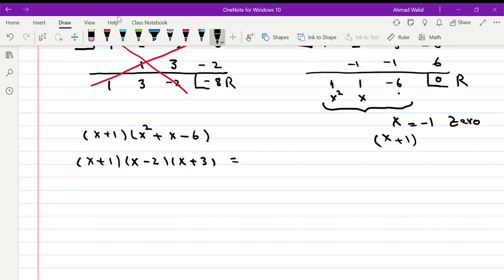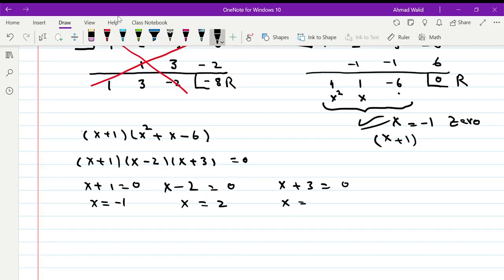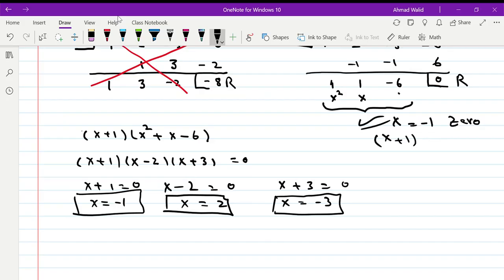And if you set all of them equal to 0, x plus 1 equals 0, it means x equals -1, which you already have. That's one of the zeros of your polynomial function. X minus 2 equals 0, which is x equals 2. This is another zero of the polynomial function. And x plus 3 equals 0, x equals -3 is another zero of the polynomial function. It means these are the x-intercepts of your polynomial function.